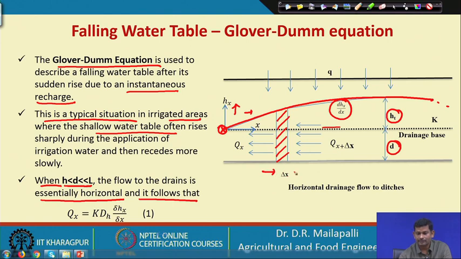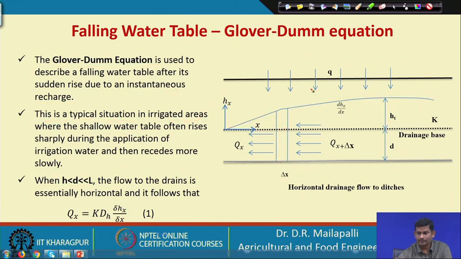If you assume a unit element in the soil media that has a width delta x, then q x taking place will be equal to k into d h into dou h x by d x. This is from Darcy's law. So, from Darcy's law q x will be equal to hydraulic conductivity k into d h, where d h is the elemental depth for a unit width, and this is the hydraulic gradient.